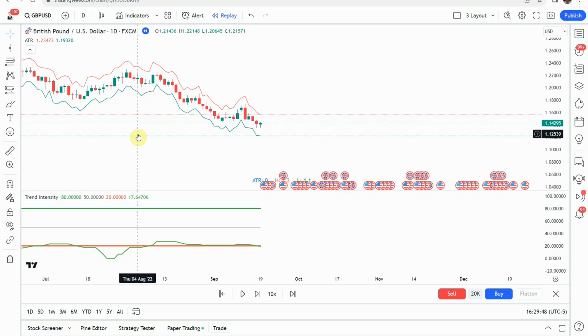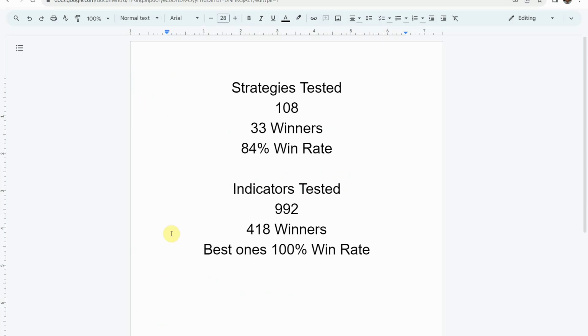Alright, as I said, today we will be testing the trend intensity indicator. Before we do though, I wanted to put the testing scoreboard up for everyone to see. To date, we have tested a total of 108 different strategies, with 33 of them being winners. The best one so far was able to achieve an 84% win rate.